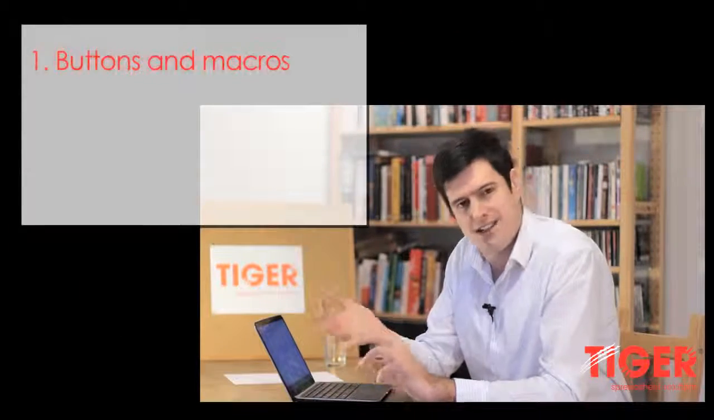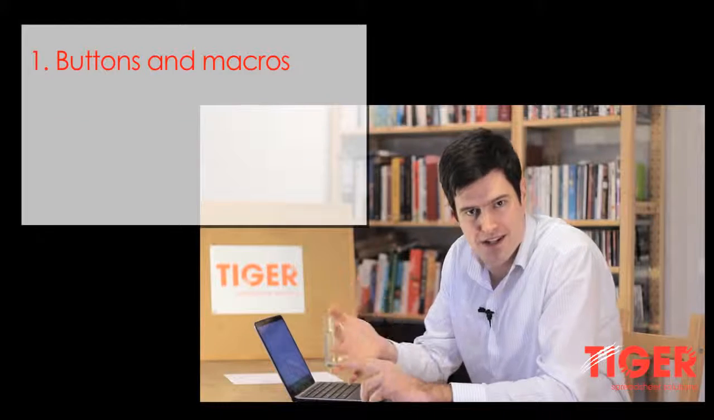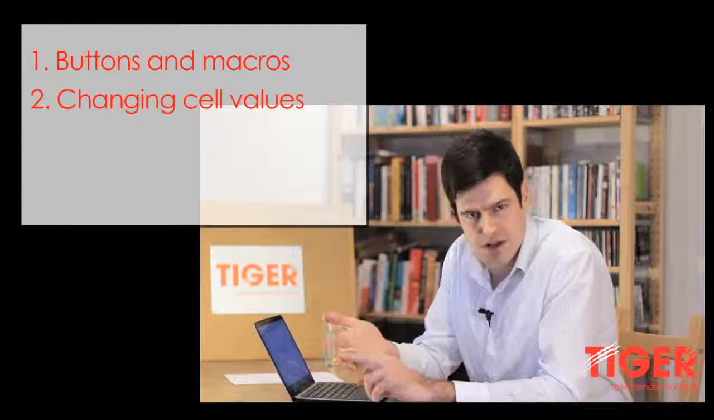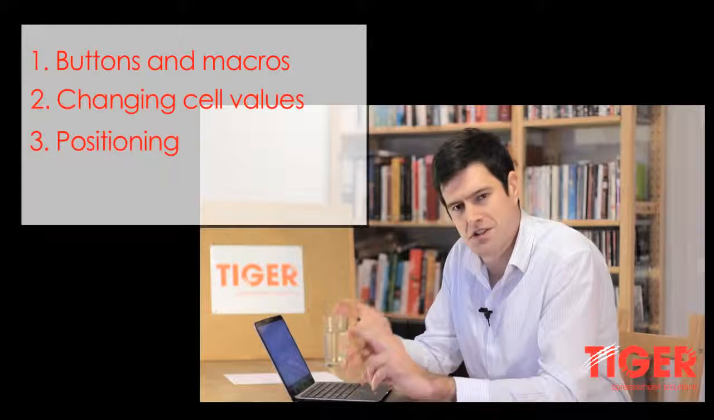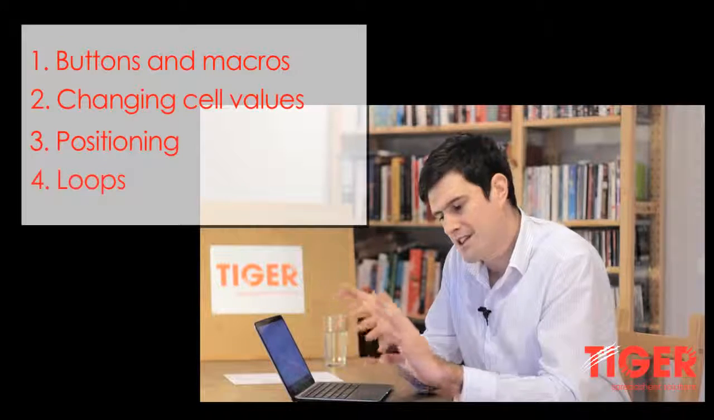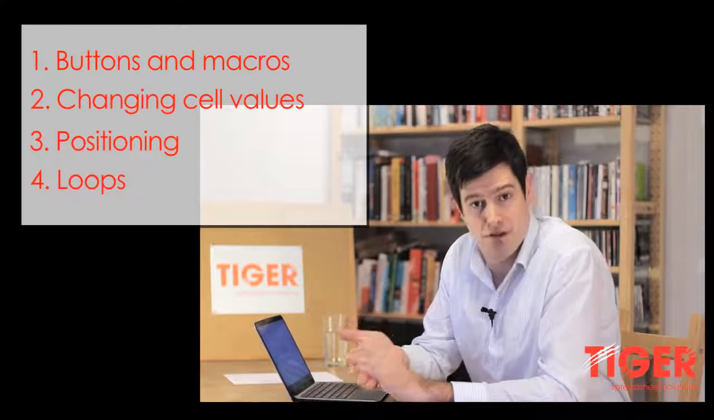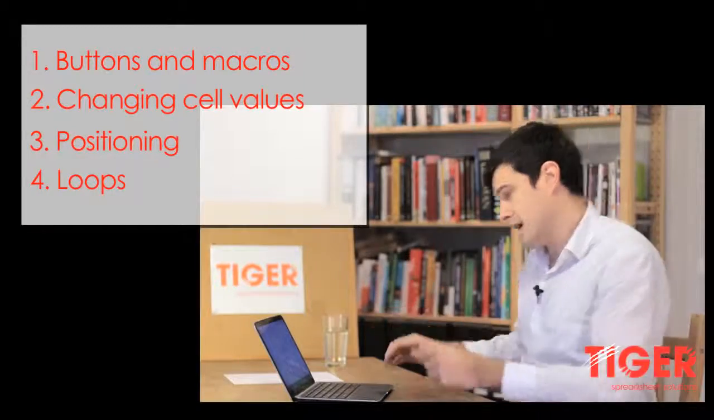We're going to talk about adding buttons to spreadsheets and attaching macros to them. We're going to talk about changing cell values. We're going to talk about using offset to control positioning, and we're going to talk about creating basic loops. These are 4 of the main building blocks you need for Visual Basic coding. So let's get straight into it.